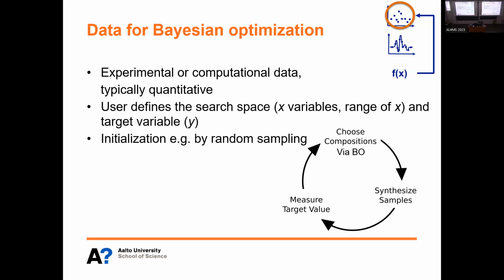Here, you do not necessarily have any data when you are starting, so you can basically design your search space. You can decide your X variables and the range that you are searching, and you can also decide what you are actually trying to optimize. So what I'm trying to say here is that these choices are really important for the success of the search.